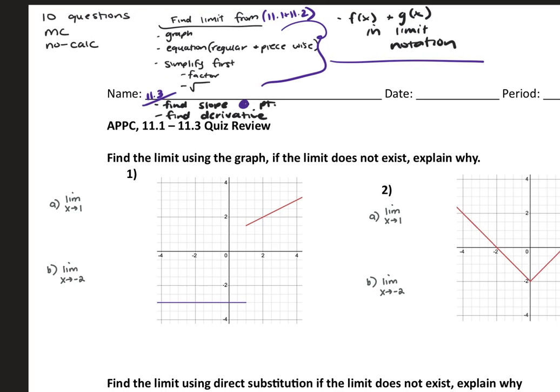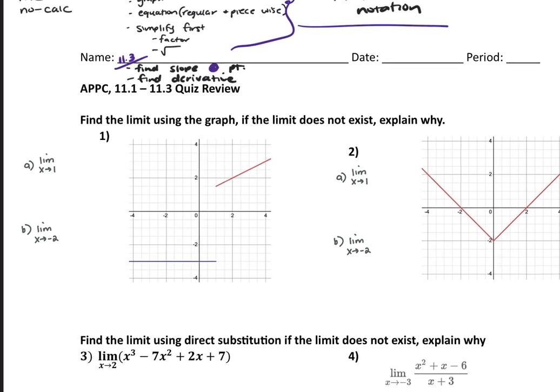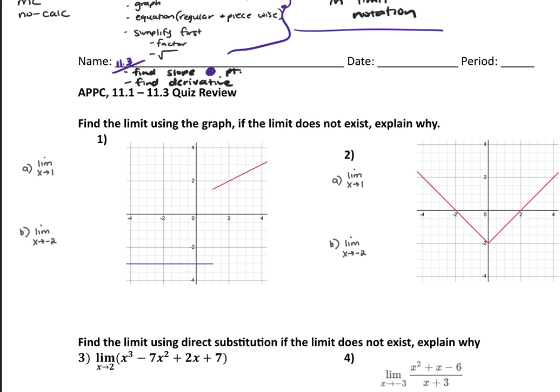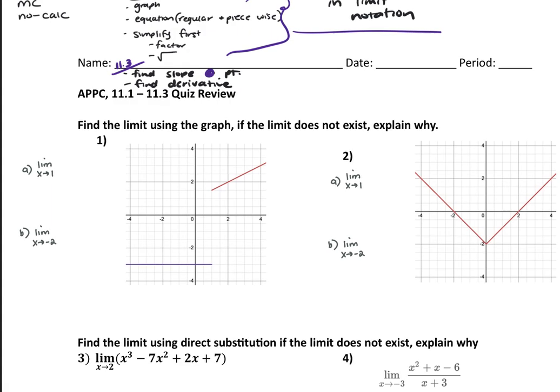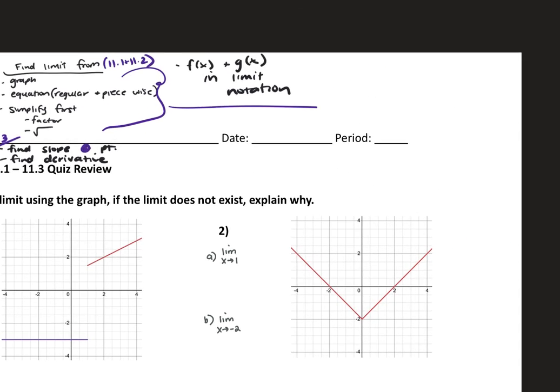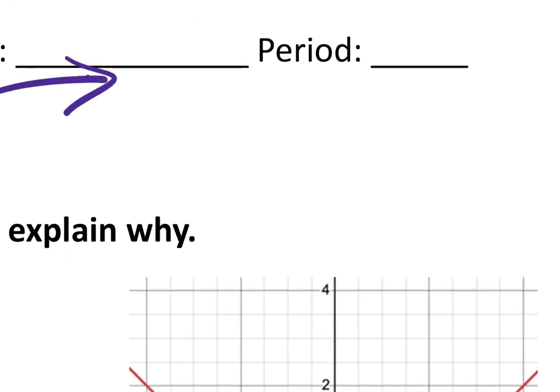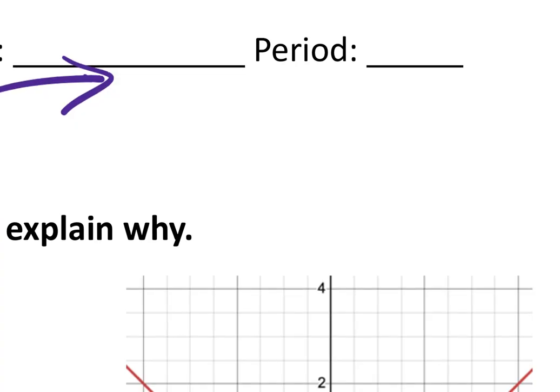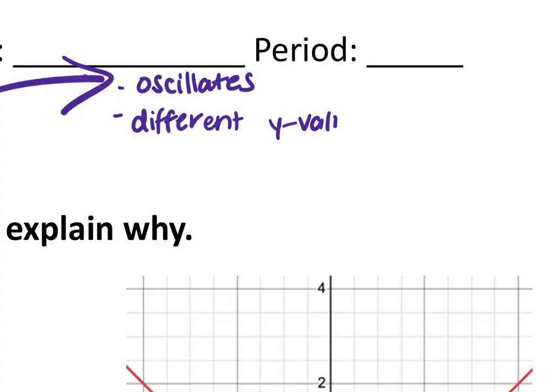So for example, from a graph like 1 and 2, it's going to ask you to describe the limit, okay? And it says if the limit does not exist, explain why. So what are the 3 ways that make a limit not exist? Good, if it oscillates. Approaches different y values at that point. And what's the last one?